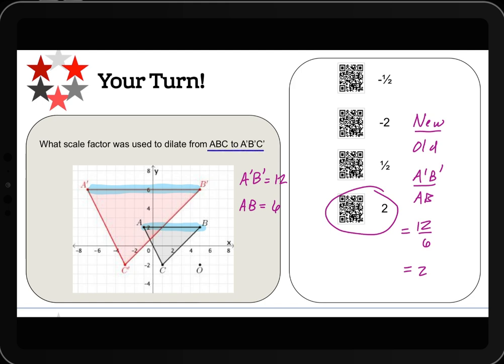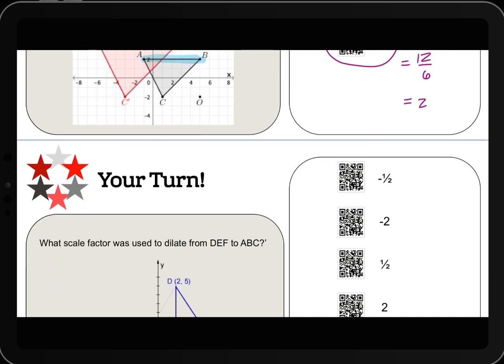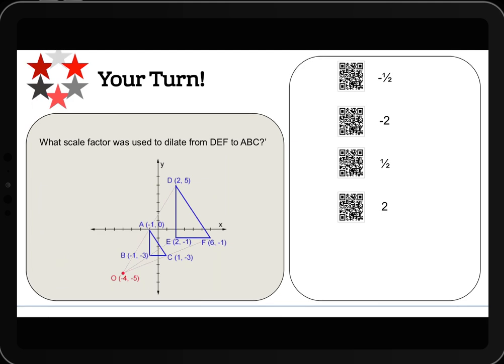That actually tells you how to compare your corresponding sides, right? So when it says from ABC to A prime, B prime, C prime, technically speaking, we're supposed to go from ABC to A prime, B prime, C prime. So whatever we have for the new is going to be over here, and the old is going to be over here. That's how I know what goes over what. New always goes over old. Here we get 2. It's gotten bigger. It's gotten larger.